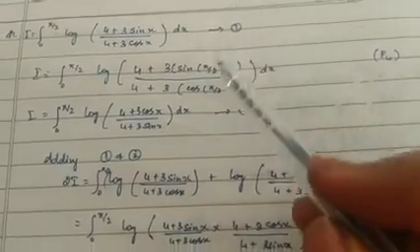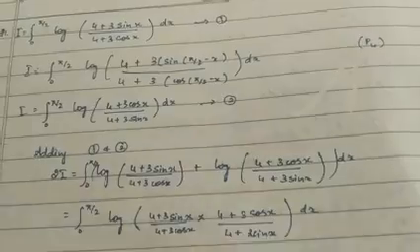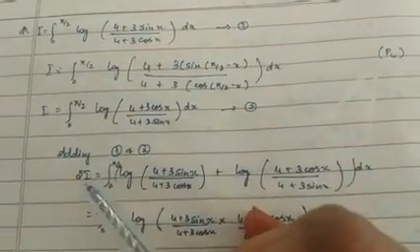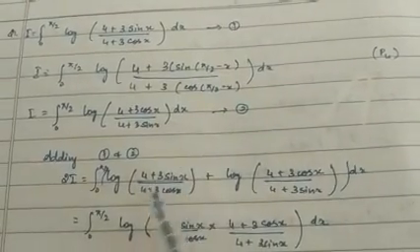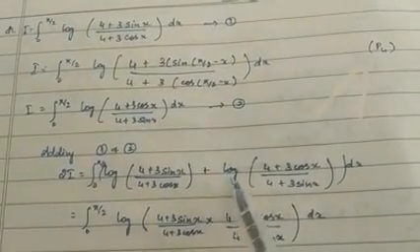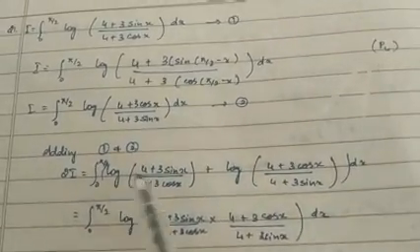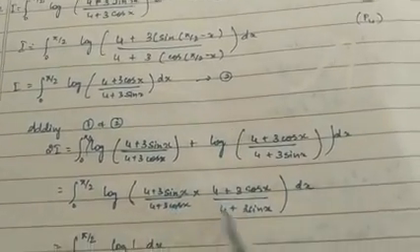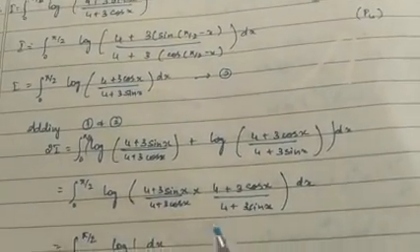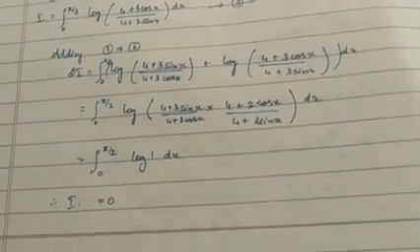After applying the property, you need to add those two integrals. Therefore I plus I will become 2I. Now add these two things: log of (4 plus 3 sin x) divided by (4 plus 3 cos x) plus log of (4 plus 3 cos x) divided by (4 plus 3 sin x) into dx. Log a plus log b can be written as log of a into b. Therefore these two will get cancelled and you will get log 1. Log 1 value is nothing but 0. Therefore the integral value becomes 0.